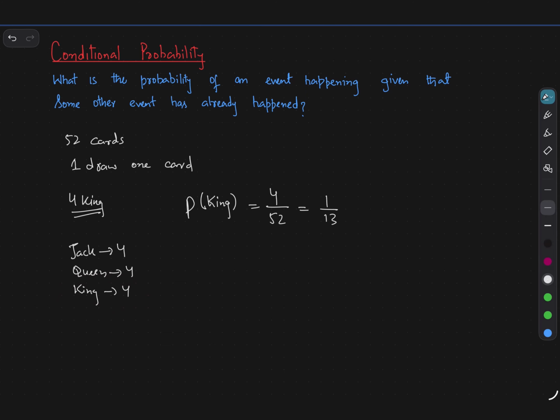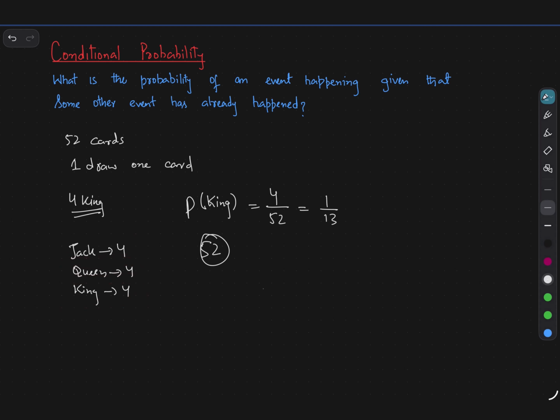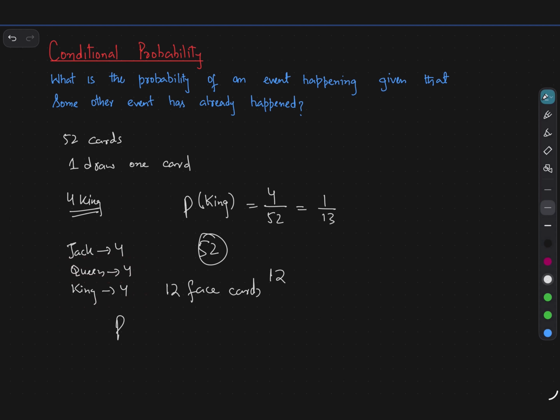Earlier, our sample space was 52 cards. But when they tell you that they have drawn a face card, your sample space reduces to 12. And how's that? Because there are only 12 face cards in a standard deck of cards, and that is 4 jacks, 4 queens, and 4 kings. Now our sample space is 12 cards. Probability of getting a king given that we have drawn a face card is equal to 4 over 12.